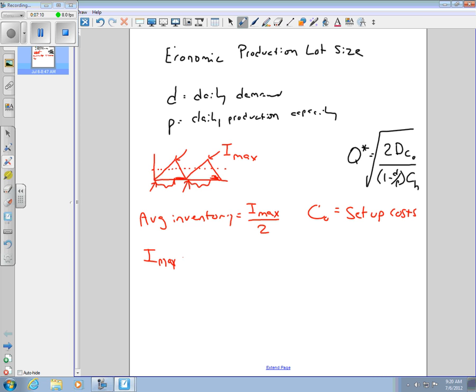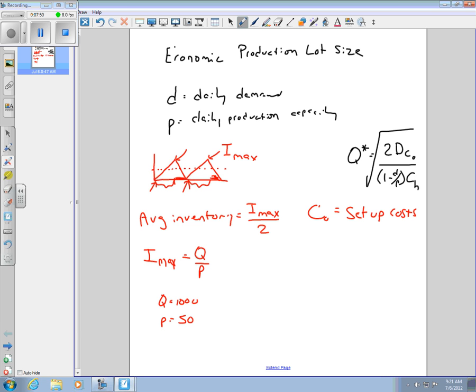Well, that's going to equal the number of days in your production run times the amount you accumulate each day. So let's say I decide on a production run size of Q. Let's say I decide to produce a batch of 1,000. A production run is another word for a batch. A batch of 1,000 units, and I produce those at a rate of 50 per day. Doesn't that mean that I would be producing for 20 days? So in this example that I just made up, Q equals 1,000 and P equals 50.